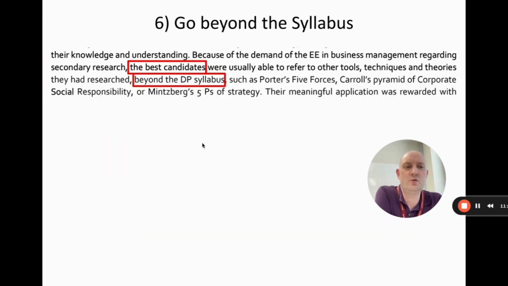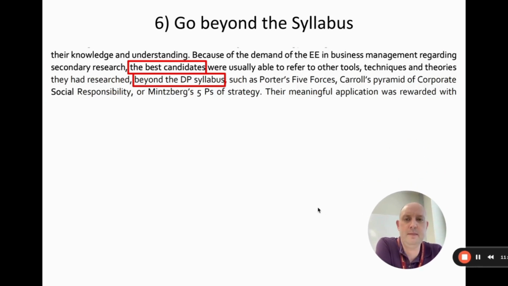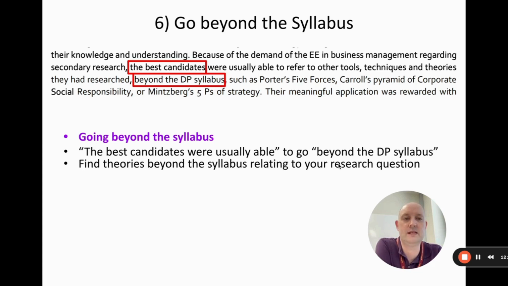So moving on to what I think is the biggest difference between the extended essay and the IA, in terms of the tools to use, that is going beyond the syllabus. And again, this is written by the IB. The best candidates were usually able to refer to other tools, techniques, and theories they'd researched beyond the DP syllabus. So just paraphrasing that, the best candidates were usually able to go beyond the DP syllabus.